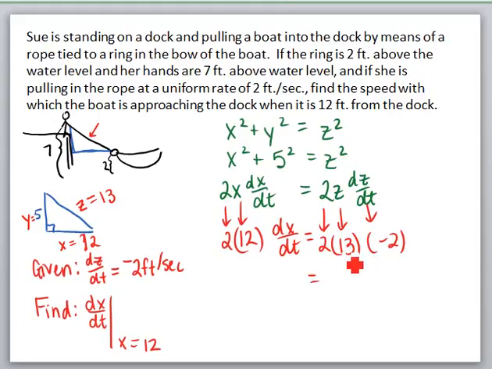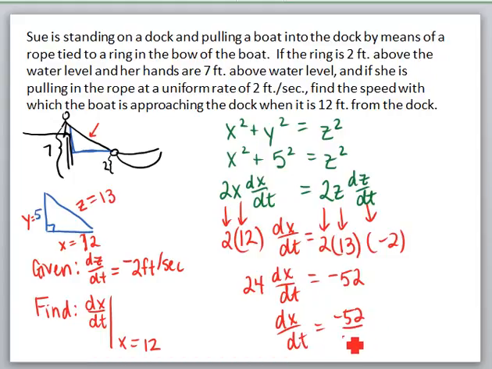Well, this number right here, 13 times 2 times negative 2, happens to be 26 times 2, negative 52. And over here I have 24. Divide by 24 on both sides, I get dx over dt is equal to negative 52 over 24. That does reduce down to negative 13 over 6. And my label would be feet per second.